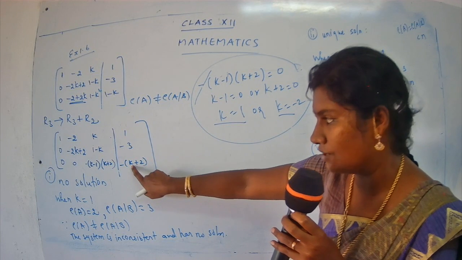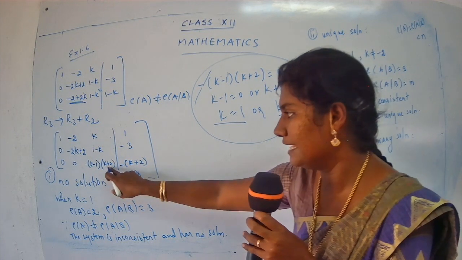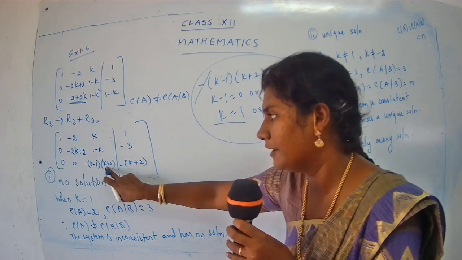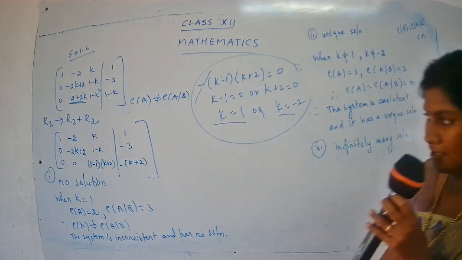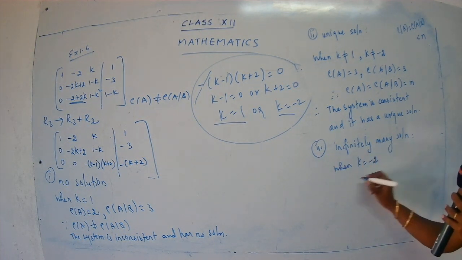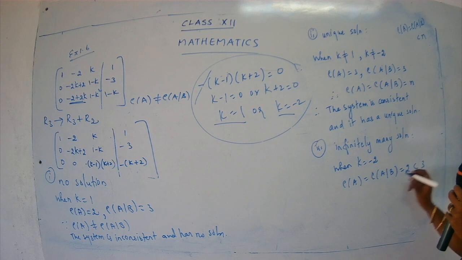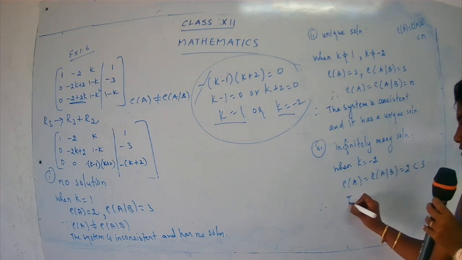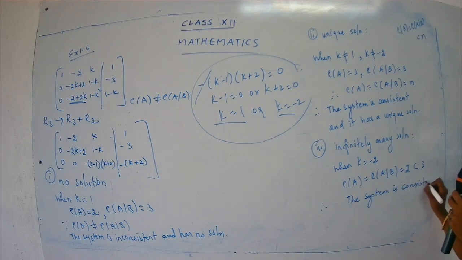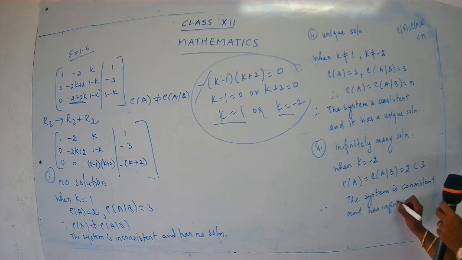Rank is 2. If I take here as minus 2, this becomes 0. Similarly, if I take here minus 2 again, I get a 0. No need to put both the values. If I put here minus 2, this term also becomes 0. So when k is equal to minus 2, rank of A is equal to rank of AB is equal to 2, which is less than 3. Therefore, the system is consistent and has infinite number of solutions.